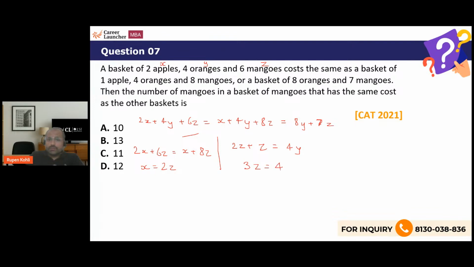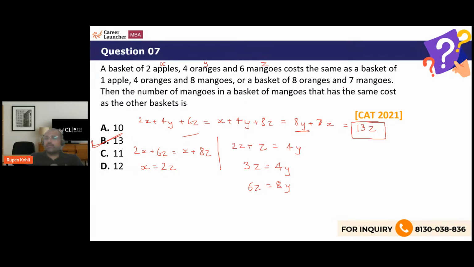So therefore, I guess we have the equivalence we were searching for. 3z equals 4y. We want to substitute for 8y because we have to find this equivalence in terms of the number of mangoes, right? So therefore, can I say 8y equals 6z? So substitute for 8y as 6z. This equals 6 plus 7, 13z. So therefore, 13 mangoes is the equivalent cost of the given baskets.